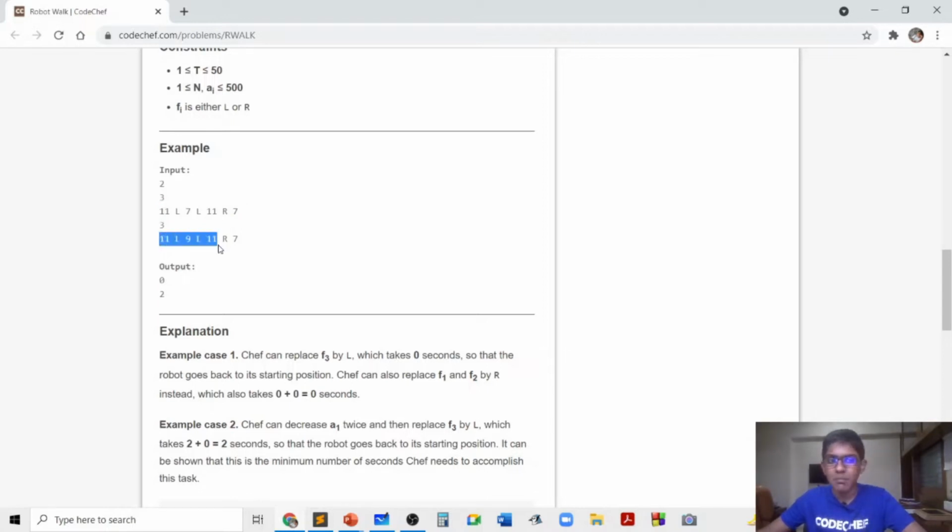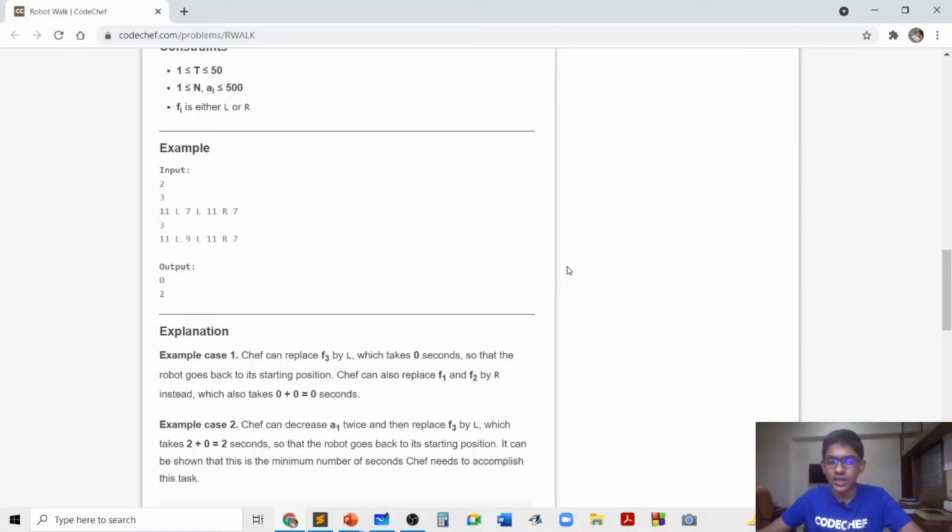For the second sample test case, we need to change the second ai value. We need to basically make the 9 equal to 7 so that the 11 positive y and the 11 negative y will cancel each other, in this downward direction, and the positive 7 in the rightward direction, or in the positive x direction, will cancel with the negative 7 in the negative x direction. And that's why changing 9 to 7 takes 2 operations, and that's why the cost is just 2.